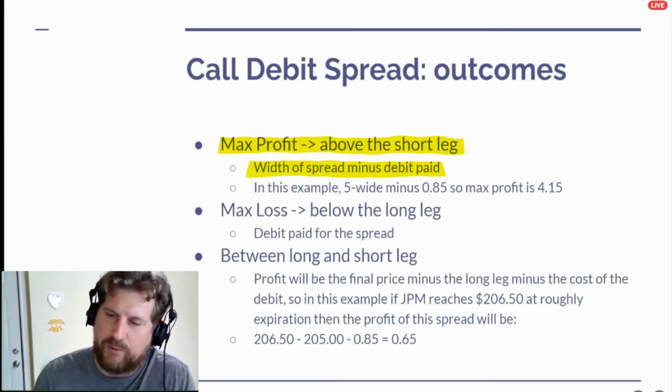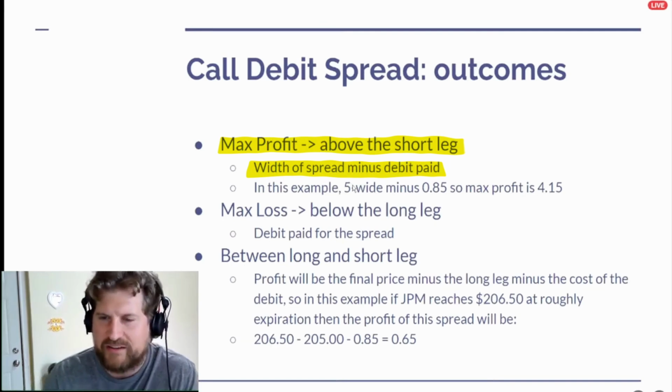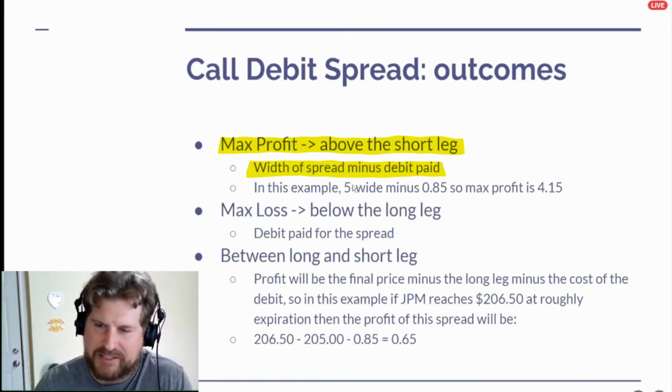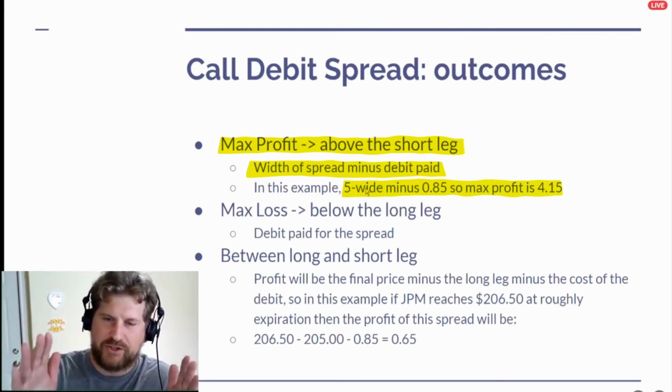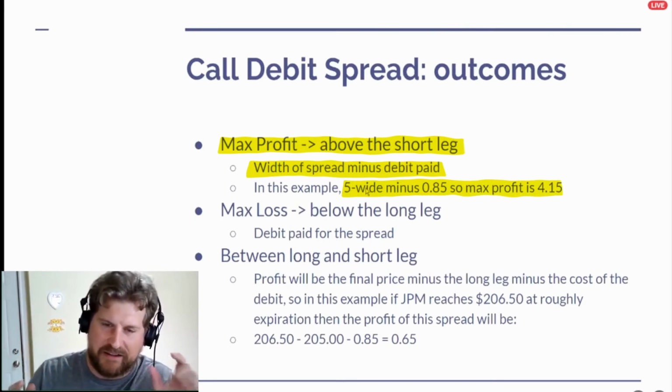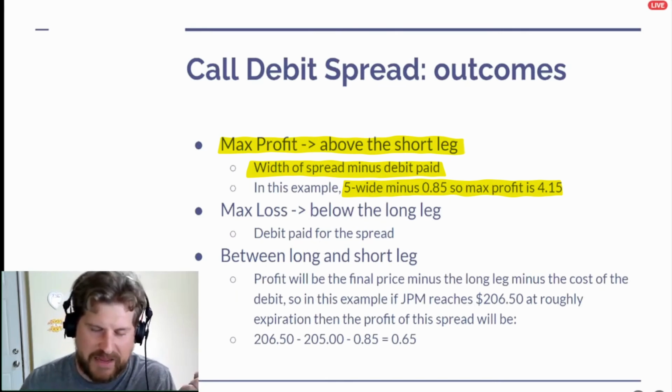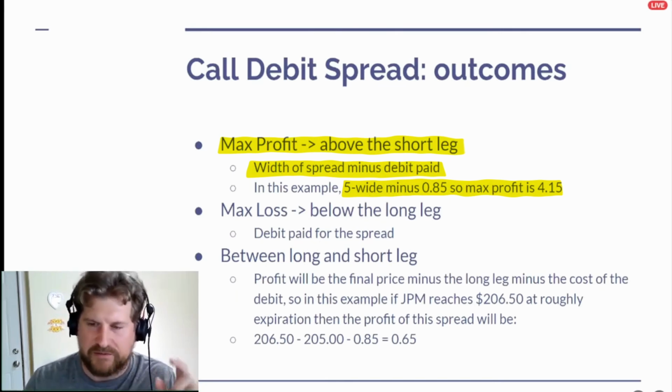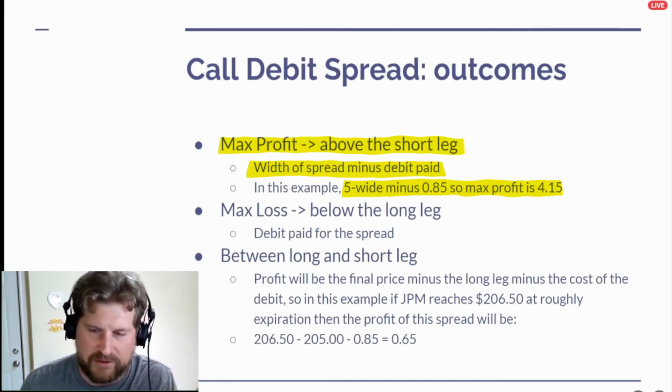So when I put this together this morning, this was marked at like 85 cents. So if it was a $5 wide structure and you paid 85 cents to get in there, then the maximum profit you can make on that is the difference of the two. So the maximum profit would be $4.15.